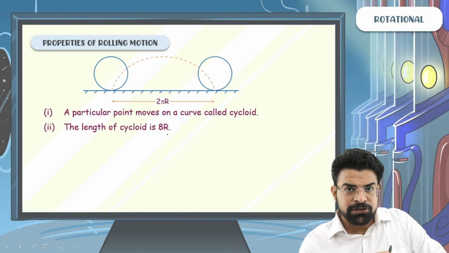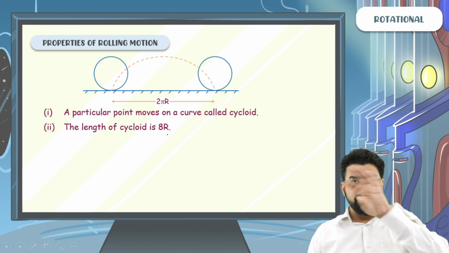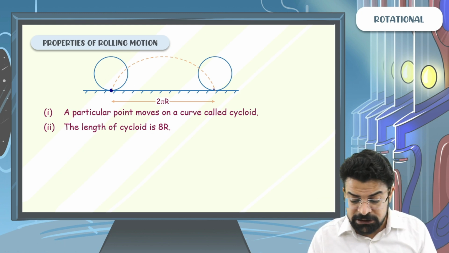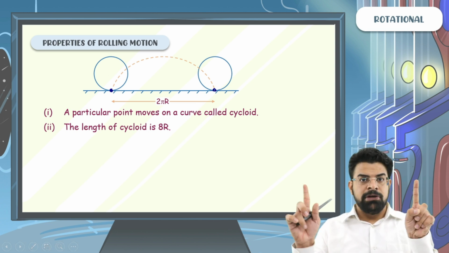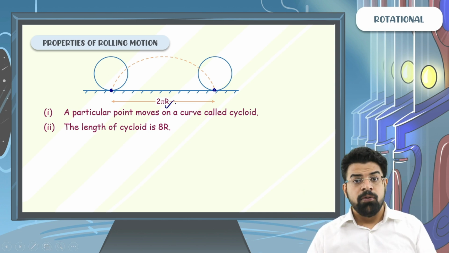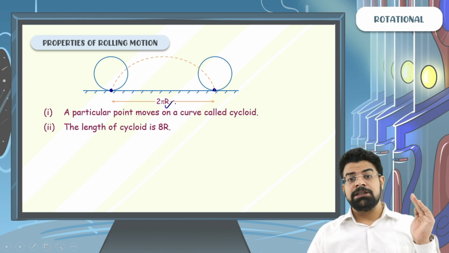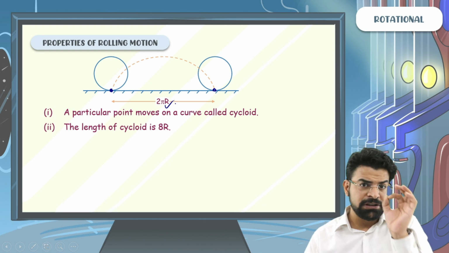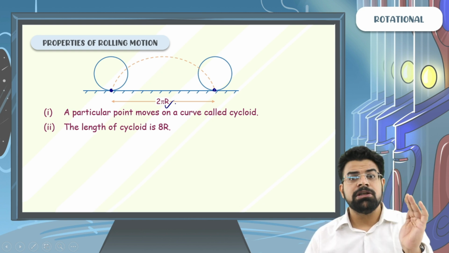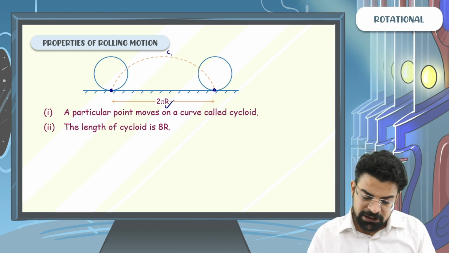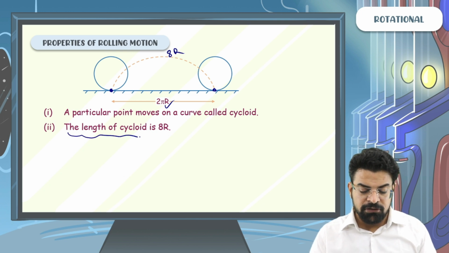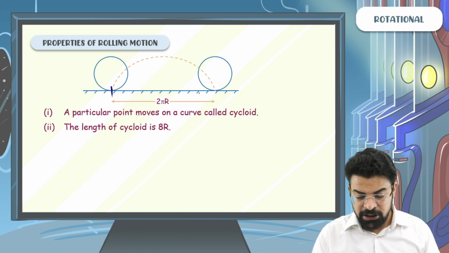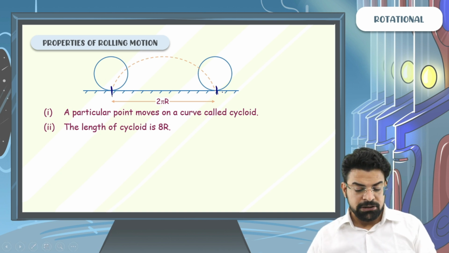So if they ask, when a wheel performs pure rolling, what is the displacement of a point in one cycle? So you will say, sir, displacement, direct distance, 2 pi r. What is the distance traveled by a point on the circumference of the wheel in one cycle? You will say, sir, that distance is 8r. So the length of the cycloid is 8r and the displacement of one point on the cycloid is 2 pi r.